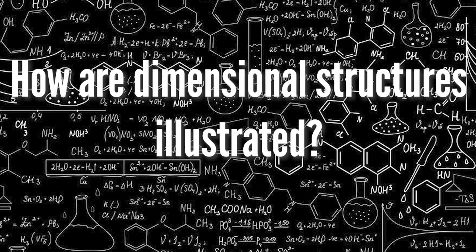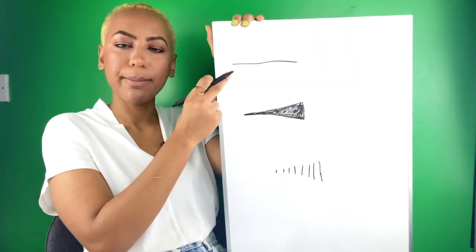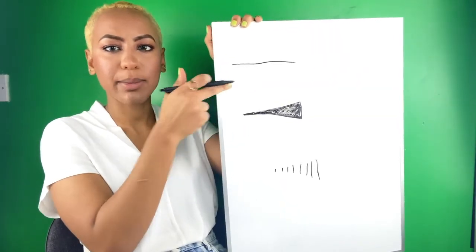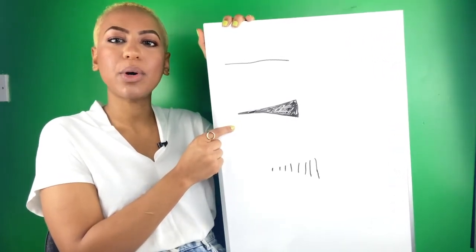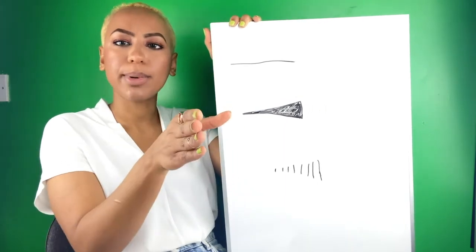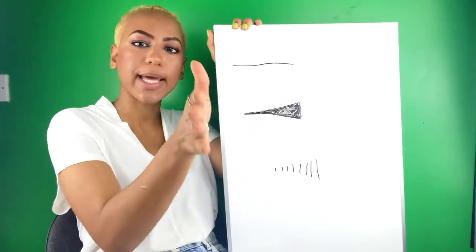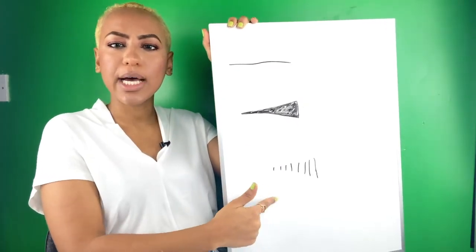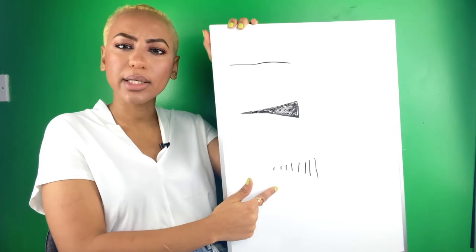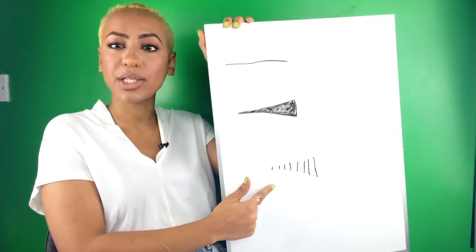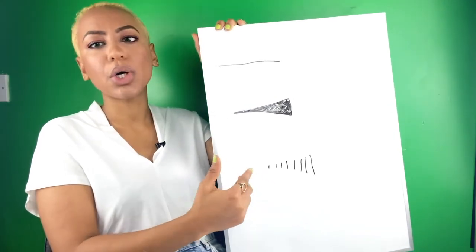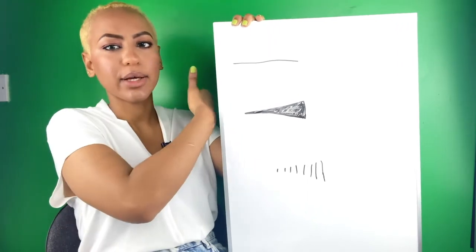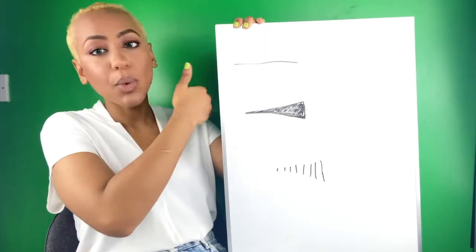Question number 26. How are three-dimensional structures illustrated? This line here means that that bond is on the plane of the paper, or the whiteboard in this case. This wedge here indicates a bond going out of the paper towards the viewer. So this bond here is coming at you like this. And this line here, I don't know what you call this. Is it like a dotted wedge? I think they call this. This indicates the bond going backwards towards the rear of the paper, away from the viewer.